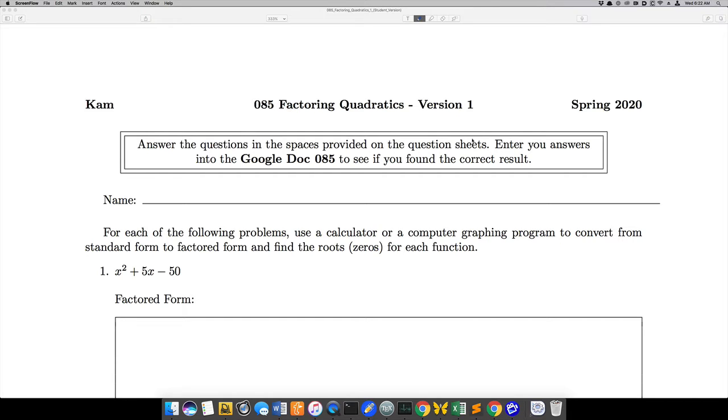Notice in the instructions it says answer the questions in the spaces provided, and then enter your answers into the Google Docs form. So you're going to go ahead and enter your answers into the Google Docs form once you've solved the problems.